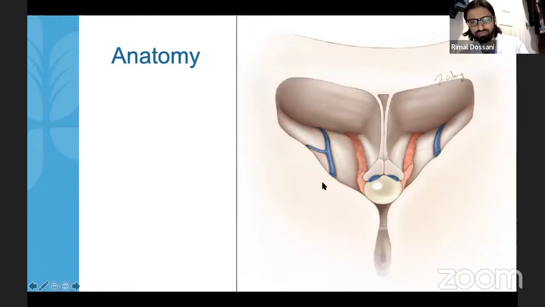This is another schematic demonstrating the cyst in the third ventricle and the associated anatomy. This is the lateral ventricle in the coronal plane. This is the cyst, the internal cerebral veins displaced superiorly and posteriorly, and the fornix that is displaced superiorly.